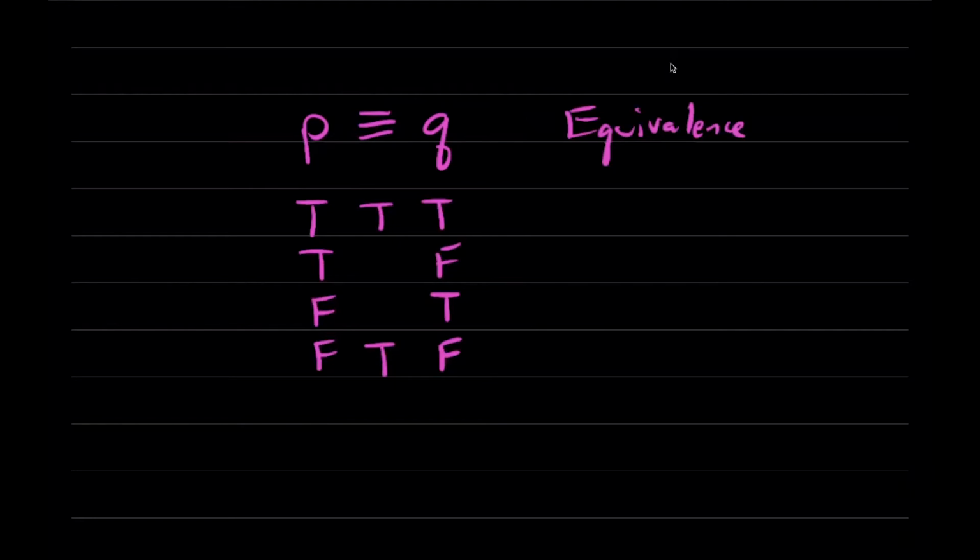In the first row, P and Q are both true. They're equivalent, so the equivalence will be true. In the last row, even though P and Q are both false, they have equivalent truth values. They're both true. Sorry, excuse me, they're both false. So the equivalence is going to be true because they have equivalent truth values. But in the second and third row, they have opposite truth values. In the second row, P is true and Q is false, so the equivalence is false. They're not equivalent. Same thing in the third row, P is false, but Q is true. They're not equivalent, so the equivalence will be false. And that is the truth table for a biconditional.